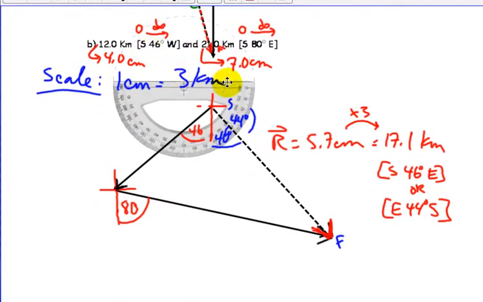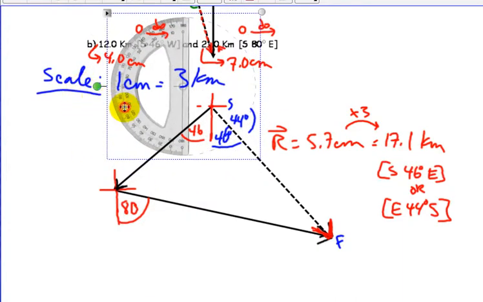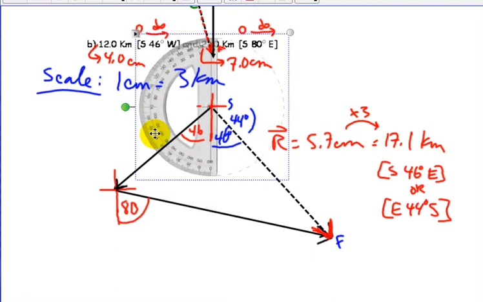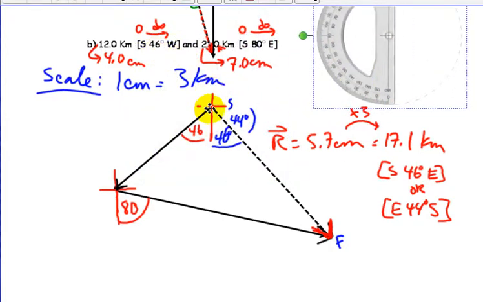So from straight south, move 46 west. South is 0, move 46 in the west direction. So the arrow is going to go through this point here. Usually just make a tick right here on your page. Then you can use your ruler to measure out 4 centimeters.